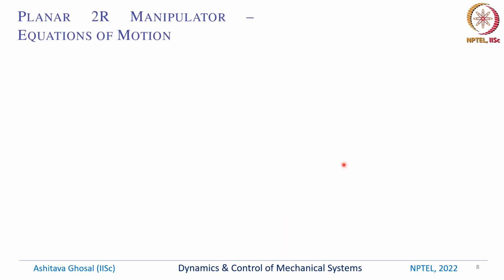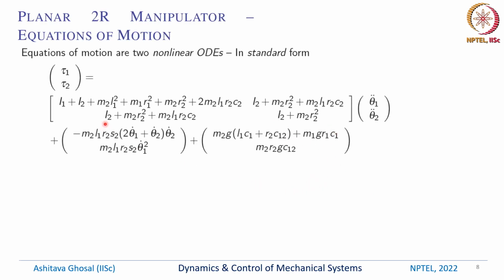So let us continue. For the planar 2R manipulator, we can obtain the equations of motion. The equations of motion are two nonlinear ODEs. In the standard form, they are given as [τ1, τ2] equal to some matrix times [θ1 double dot, θ2 double dot], a 2 by 2 matrix, plus a vector which contains θ2 dot square, 2 θ1 dot θ2 dot, θ1 dot square, and another term which contains gravity. So it is like m2 r2 g c12. c12 here means cos of θ1 plus θ2.